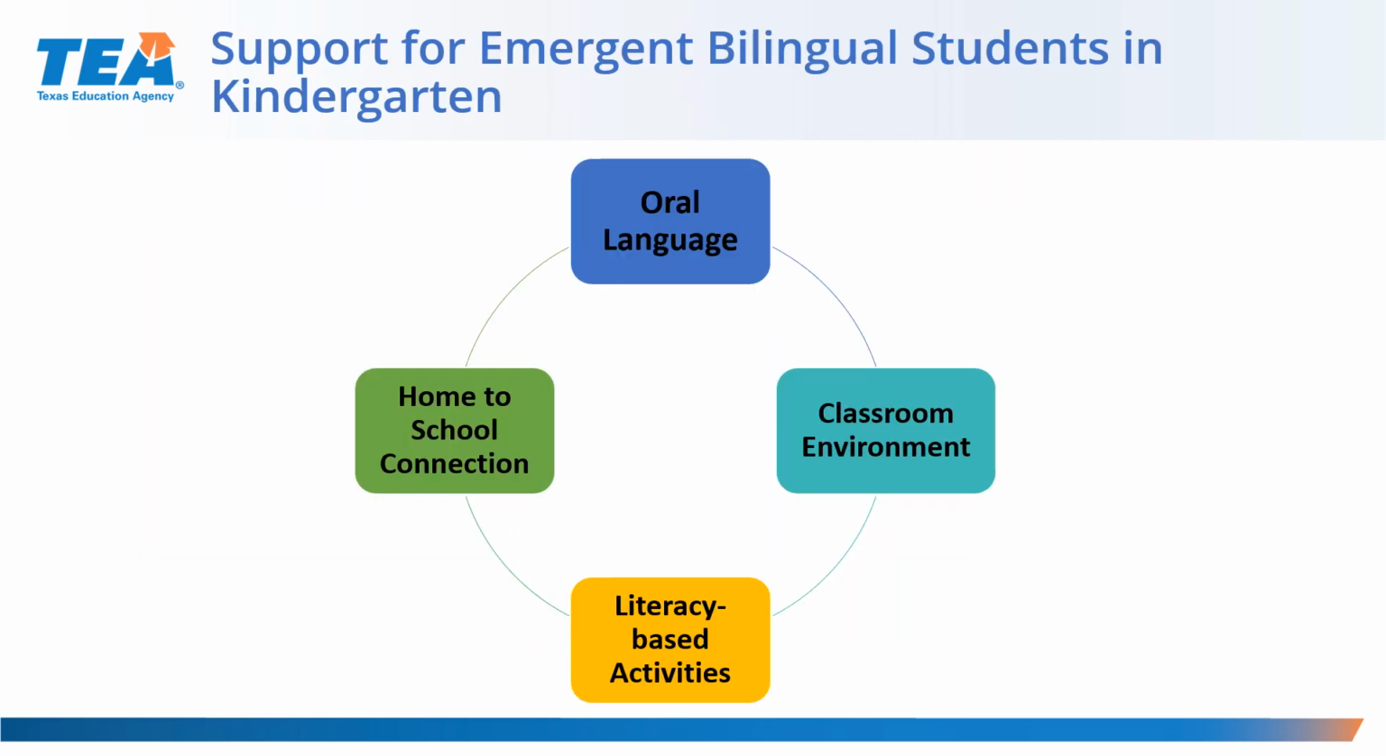Children identified as emergent bilingual students in a kindergarten classroom must have access to instruction with linguistic accommodations based on their English proficiency level. These accommodations occur in the way of providing constant oral language opportunities, enriching accommodations through their classroom environment, providing literacy-based activities to build phonological awareness across languages, and creating a foundation of consistent and supportive home-to-school connections to support emergent bilingual students in the kindergarten classroom. Let's take a look at each area as it connects to best practices in the learning environment.